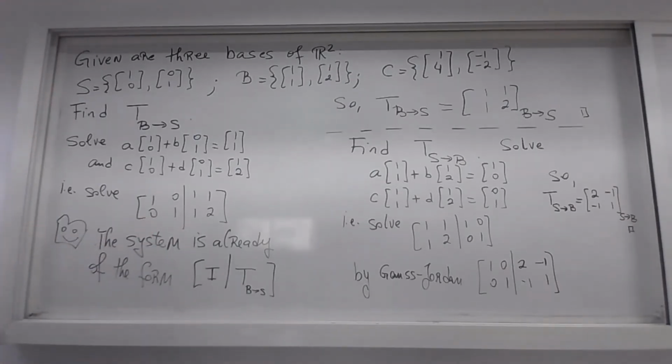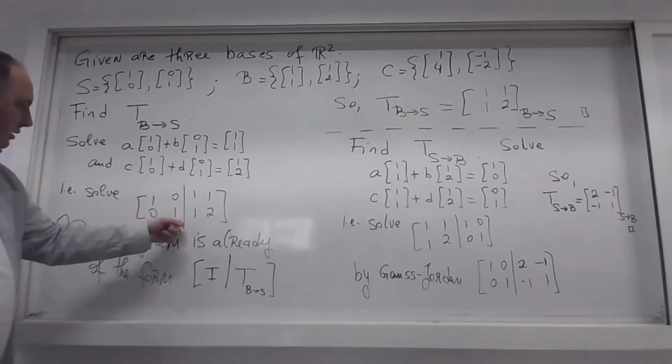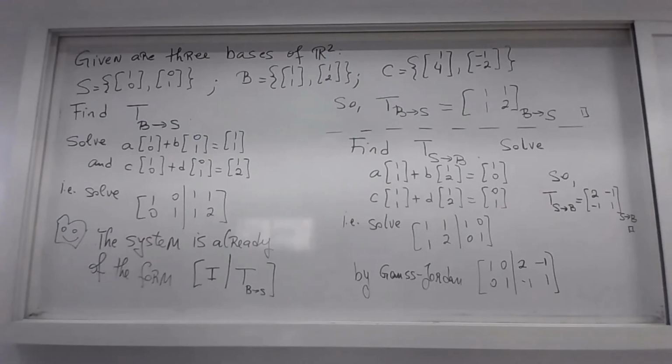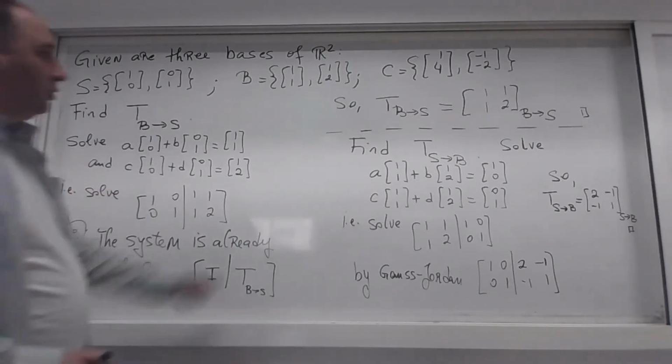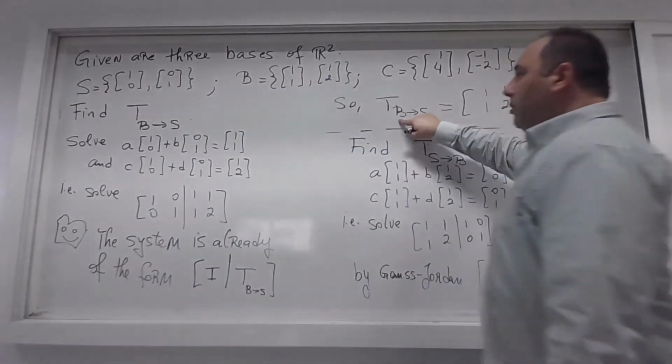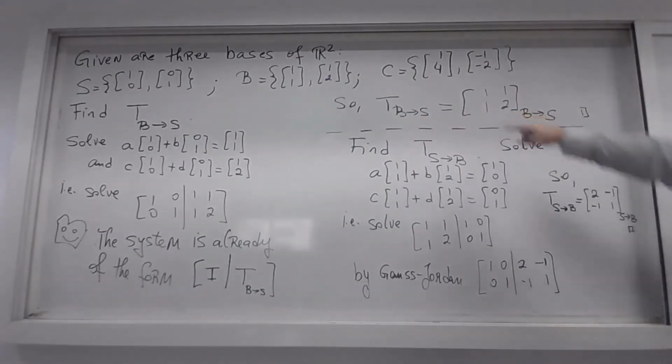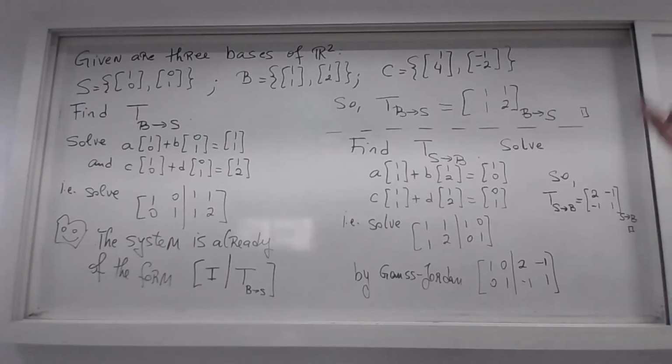The system is already in that form, identity slash something. The something is a transition matrix from basis B to basis S. So I already have that form, so there's nothing to do. This one was free. So the transition matrix from basis B to basis S is actually here. Matrix 1, 1, 1, 2. It was actually just the matrix that I formed by the vectors from basis B.